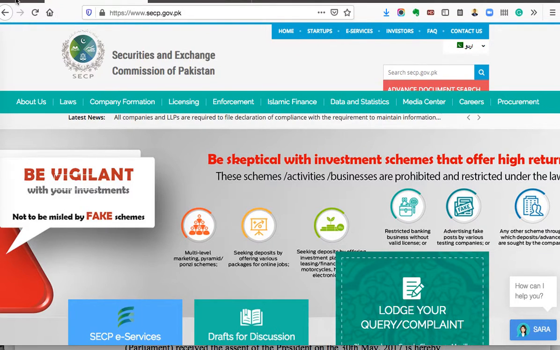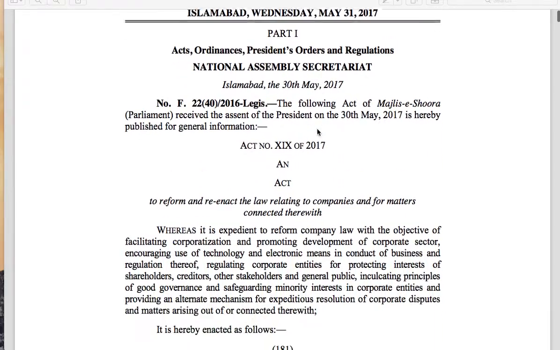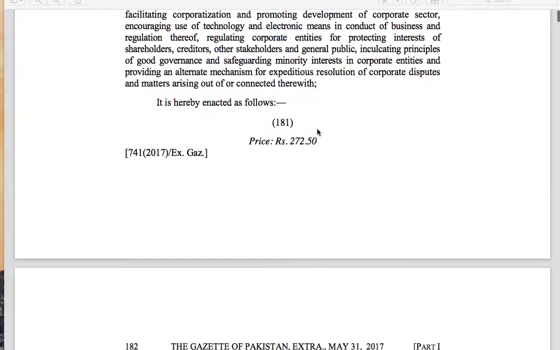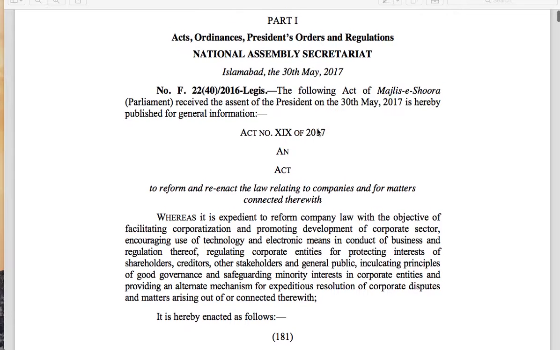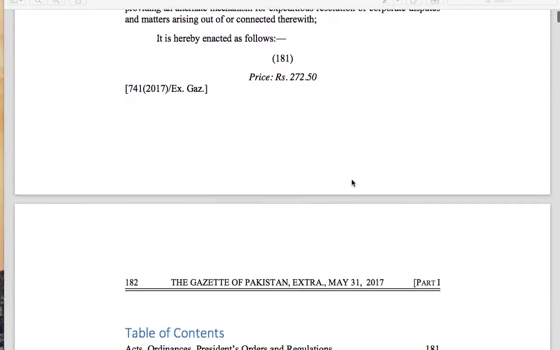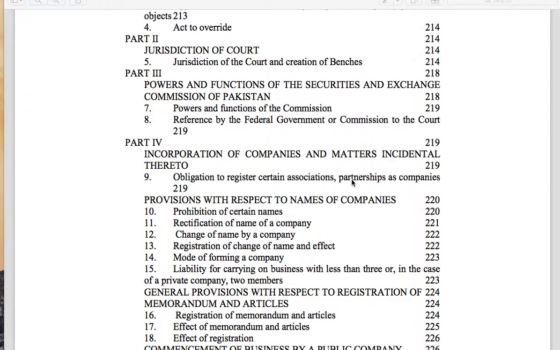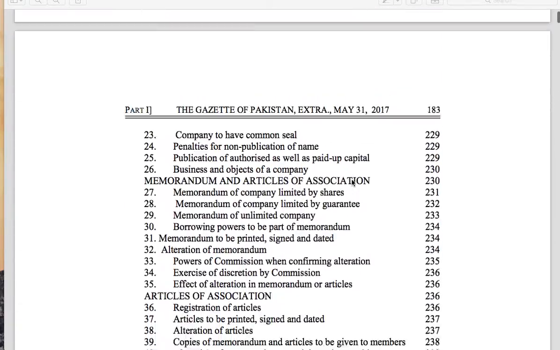And the company law that is prevalent in Pakistan is the Companies Act 2017. So we'll be discussing this act, the Companies Act 2017. It replaced the Companies Ordinance 1984, and it's a tall order.